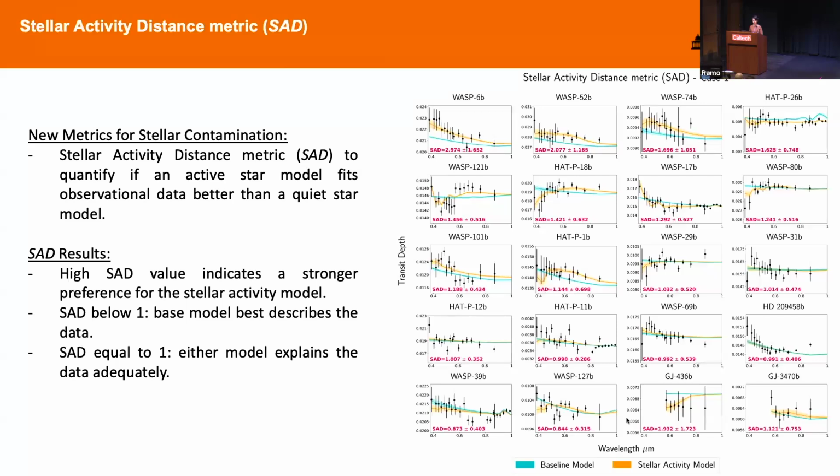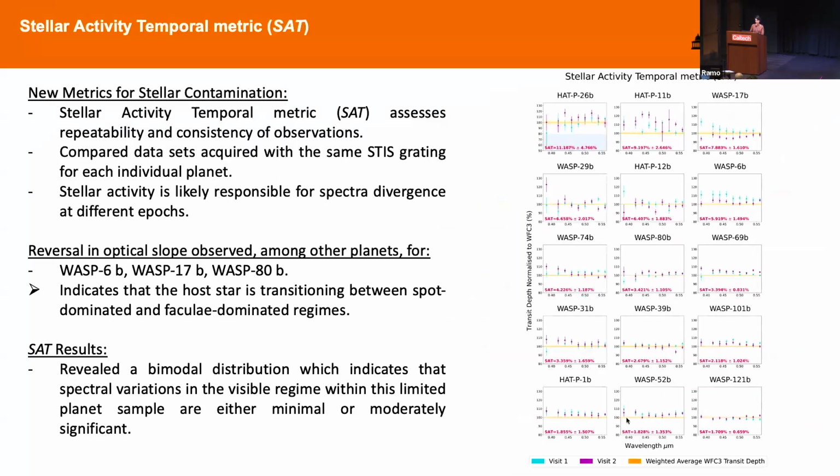For some planets, we get an ACD even close to 3. For some others, around 1 and even below 1. Finally, the third metric we employ is the stellar activity temporal metric, which assesses the repeatability and consistency of observations. So with this metric, we forget about the retrieval models and we focus solely on the data. We compare different data sets acquired with the same STIS grating for each individual planet.